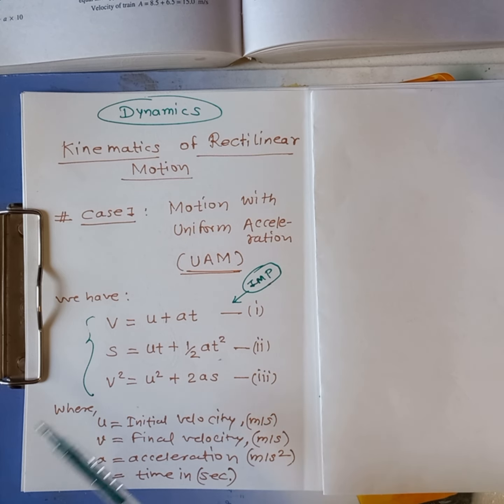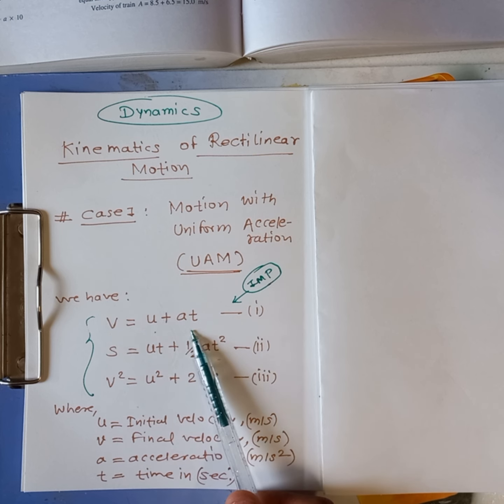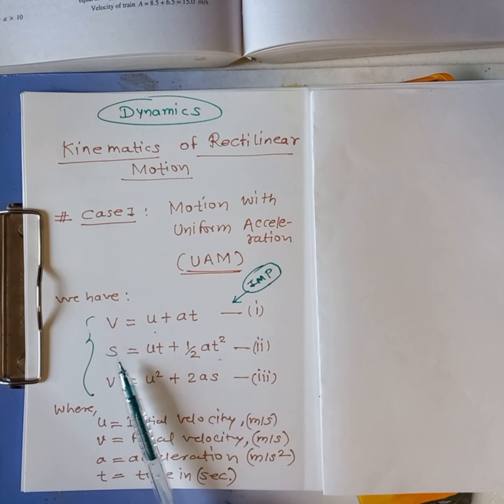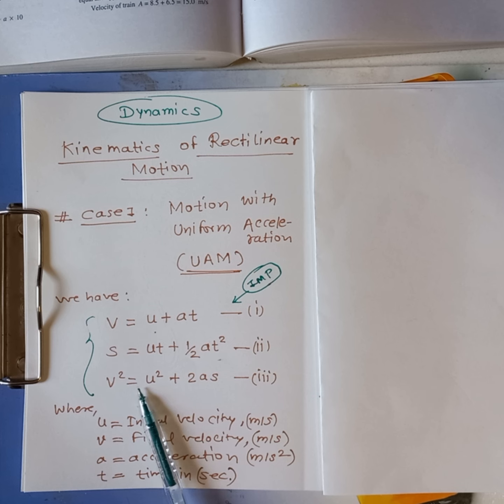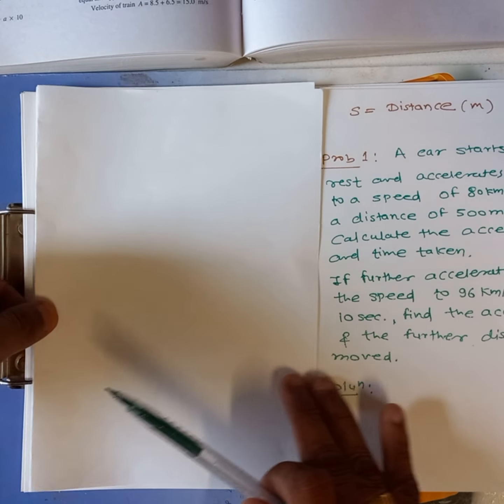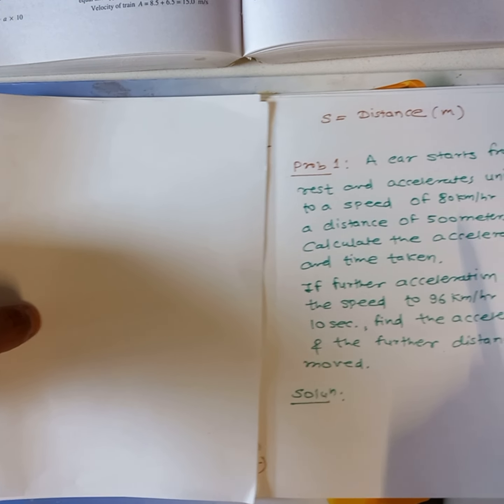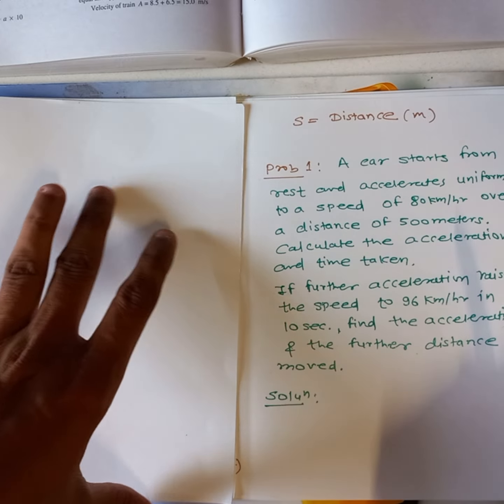So the first equation is V equals U plus AT. Second equation, S equals UT plus half AT square. And the third equation is V square equals U square plus 2AS, where U is initial velocity, V is final velocity, A is acceleration, T is time in seconds, and S is distance. So this is the nomenclature we have used.